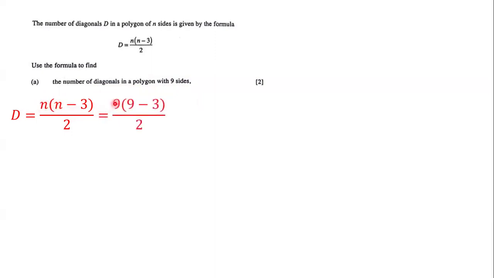And so we have 9 because n is here. And we have 9 here because n is here. So we have 9 multiplied by 9 minus 3 all over 2. What is 9 minus 3? Well, 9 minus 3 is 6. And so we have 9 times 6 all over 2.